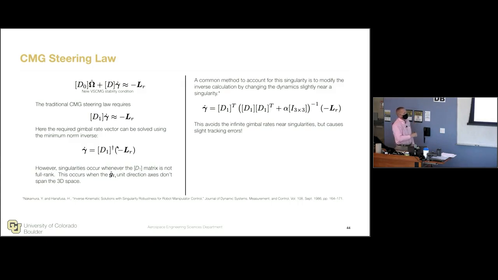The other one is, how do we just brute force get through that singularity? And that's something proposed by Nakamura and Hanafusa. It's a very famous paper. If you do CMGs, you will often find this. This is how we're doing the singularity robust inverse. Basically, they look at the condition number of D1 times D1 transpose. It's a 3 by 3. It's supposed to have rank 3. Do you know what the condition number is?